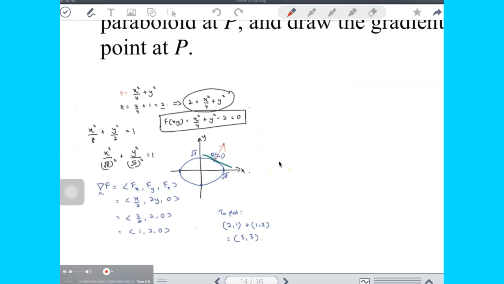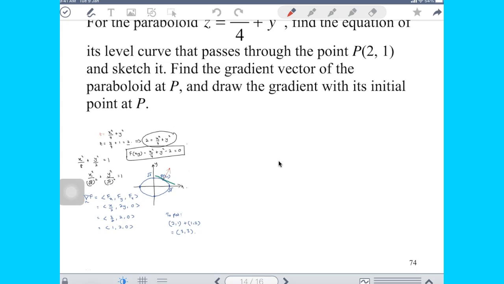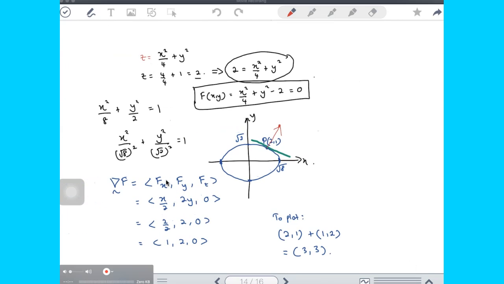Okay, so just check what we have done. Draw the gradient with its initial point, so starting at the initial point (2, 1). So that is the answer.